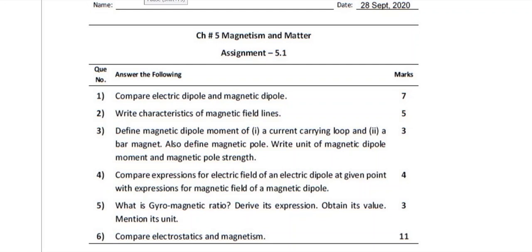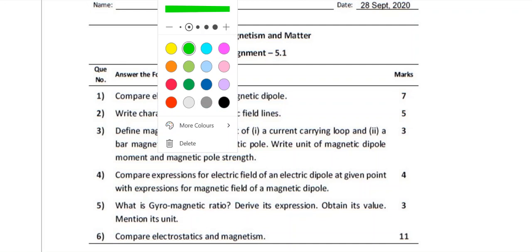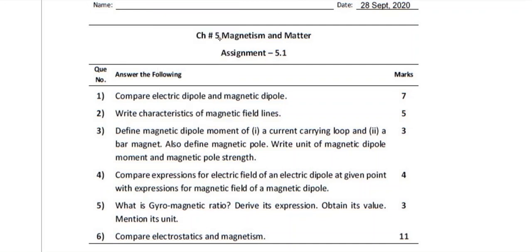Hello students, today we are starting chapter 5, Magnetism and Matter. In first assignment, we'll have 6 questions. The assignment is very easy.